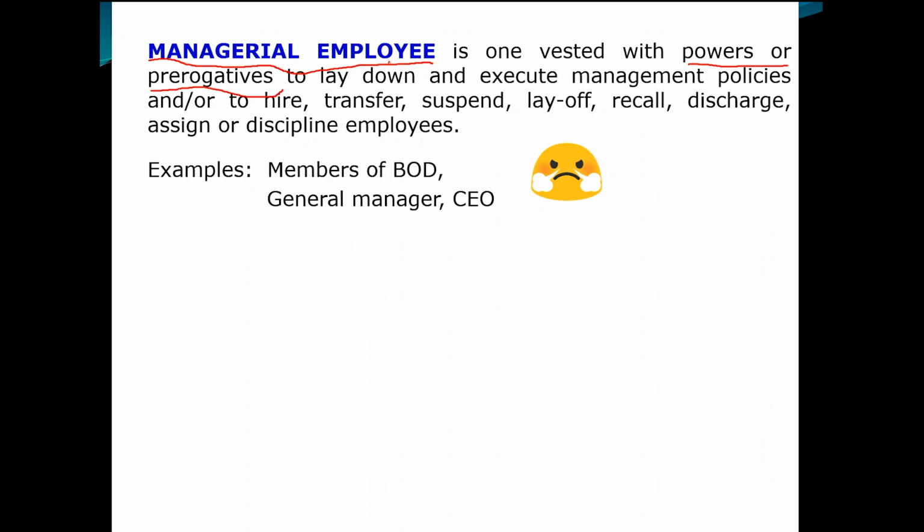Yan. Tingnan mo, umuusok ang ilong sa galit. You're fired. Okay. Managerial employee.